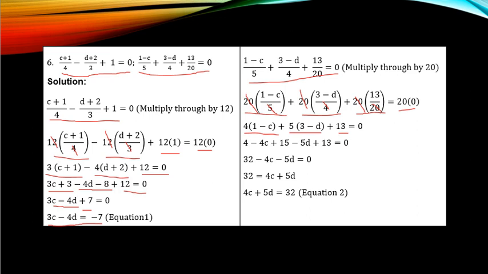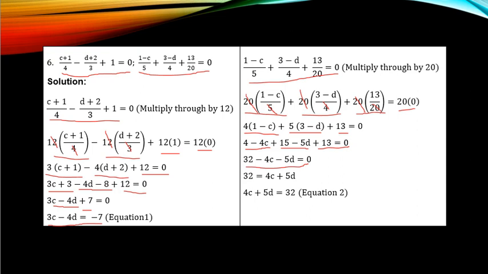Okay? If you open the bracket now, you have 4 minus 4c. If 5, open that bracket, you have 15 minus 5d plus 13 equal to 0. So you have minus 4c minus 5d. Because they are negative, we take the constant first. That is 4 plus 15 plus 13. That is 32 minus 4c minus 5d equal to 0.